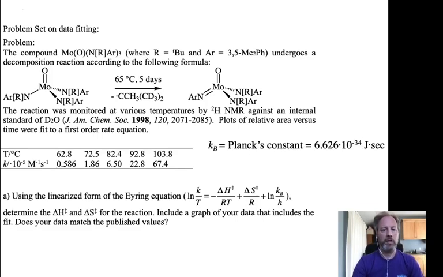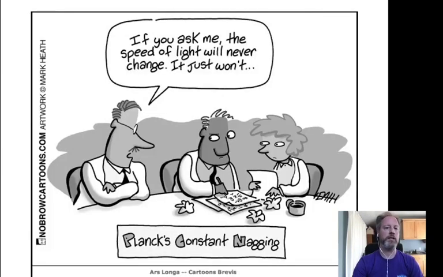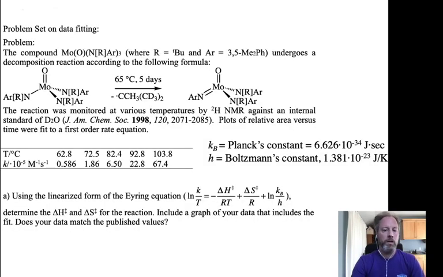Kb is Planck's constant, so there are the units in Planck's constant. But if there's anything I know about Planck's constant, it's just I'm so sick of Planck's constant nagging over and over again that the speed of light just isn't going to change. Blah, blah, blah. Sorry about that.